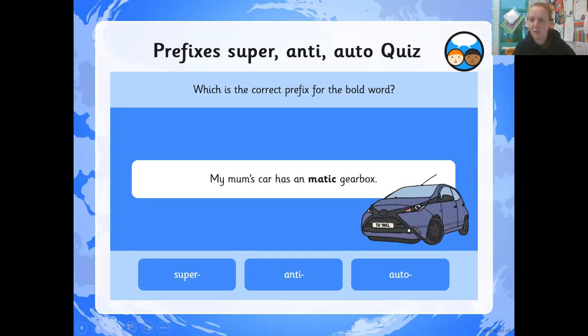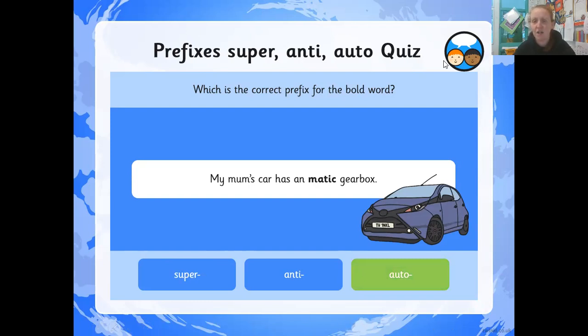Okay, we'll do this last one and then we will stop. Which is the correct prefix? My mum's car has an "matic" gearbox. Does she have a supermatic gearbox? Does she have an antimatic gearbox? Or does she have an automatic gearbox? Well done. It's the prefix auto. And we can see that because when we read these ones, they don't sound right either. I'm going to stop there.